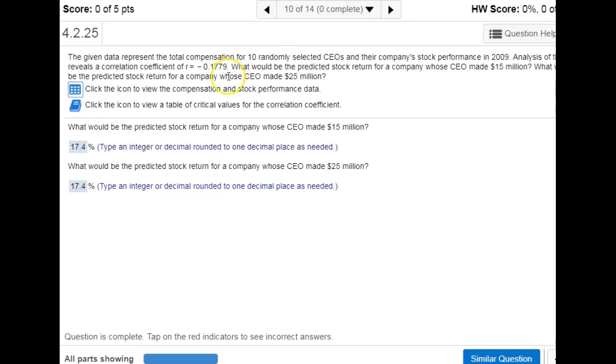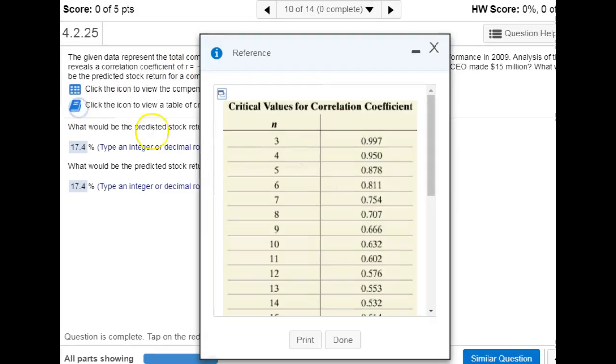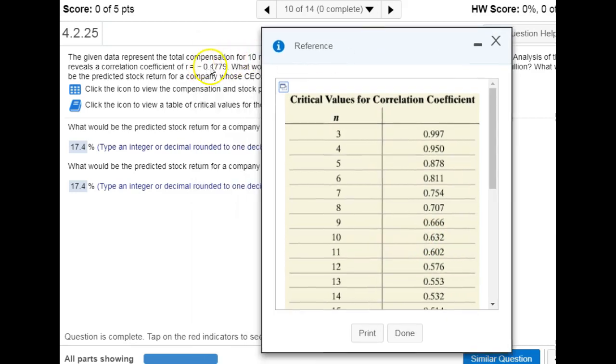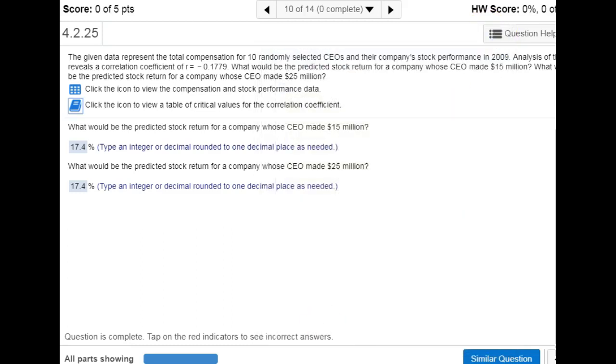For number 10, we're looking at the relationship between the compensation for a CEO and that company's stock performance. The key here is that when we analyze the data, we get a correlation coefficient right here. We had 10 people in our sample, and for a sample of 10, we would want the correlation coefficient to be larger than this. The absolute value here should be larger than this for us to assume that there is a linear relationship between our x and our y variable.